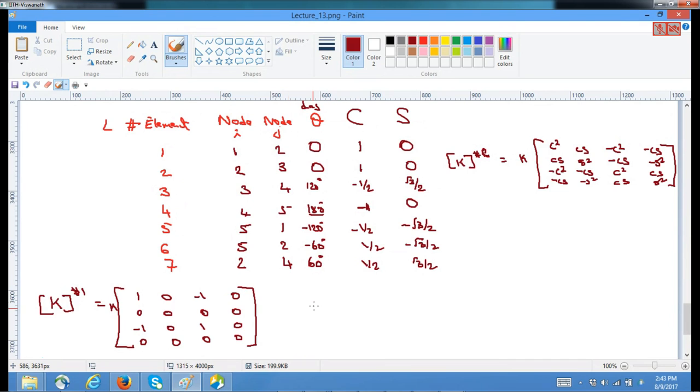Now when I come to the element 2, k of an element 2, this is also very similar. There is no difference because my length is same, my AE is same. So I would write this as the same as element 1. Let me not rewrite it. Since the theta is also same, my K2 is same as element 1. Now let me come back to the element 3. For the element 3, let me write it.